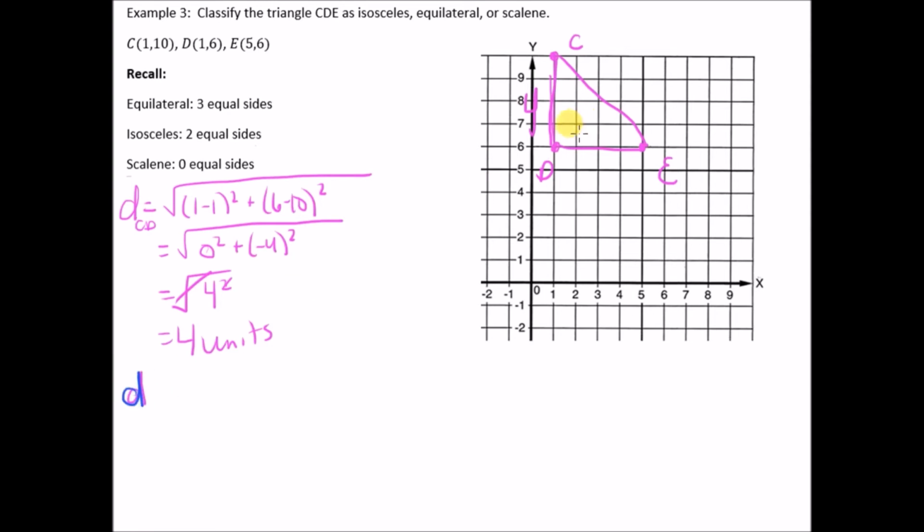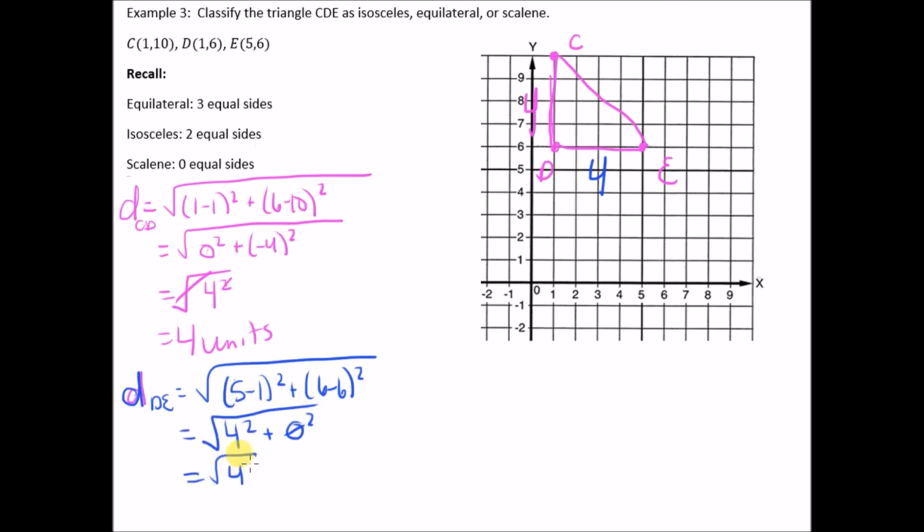Let's go a different color. Okay, now let's do DE. This should be 4 units as well, obviously. We can count them right here. But let's solve it algebraically. DE: 5 minus 1, and then 6 minus 6. So we get the square root of 4 squared plus 0 squared. So all we have is the 4 squared. Remember, the square and the root can cancel out. So again, we get 4 units. That's pretty easy because we can just see that.